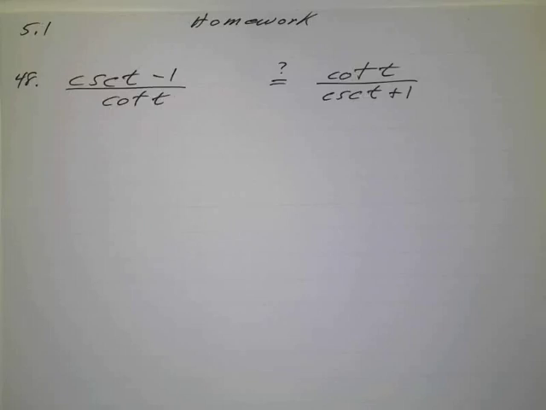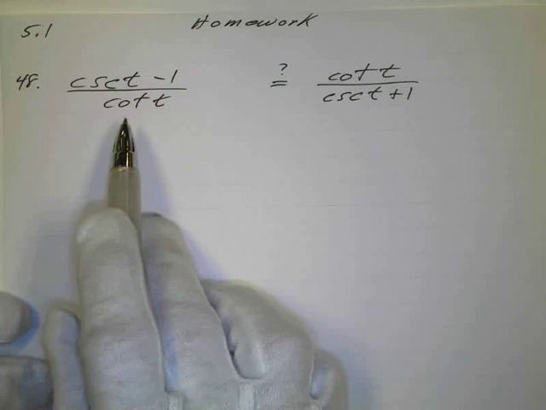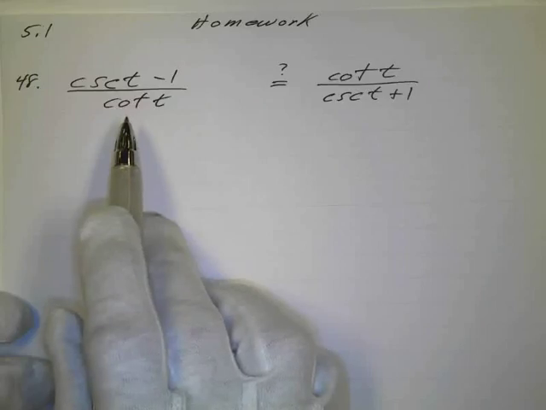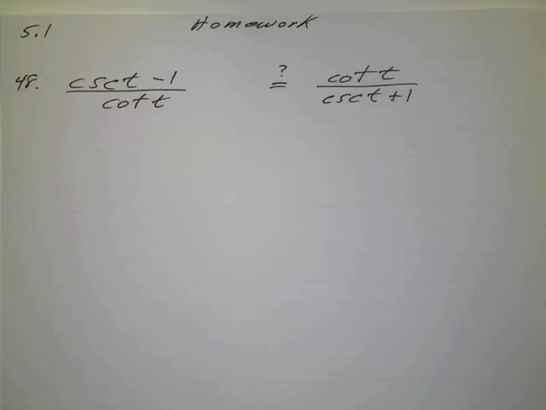Here's number 48 on section 5.1. First of all, we want to look at the problem and see what we've got. It doesn't look too bad because we've got a fraction on the left and a fraction on the right. But they're both really not in terms of the sine and cosine, so we're probably going to have to work at this a little bit.